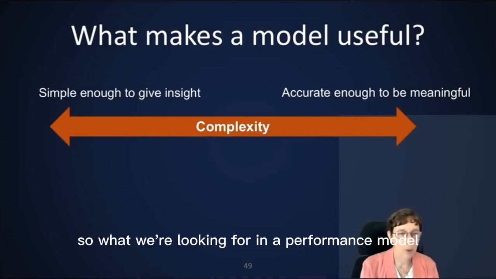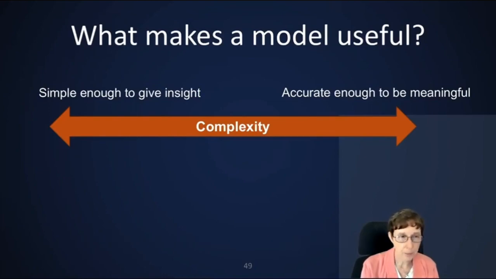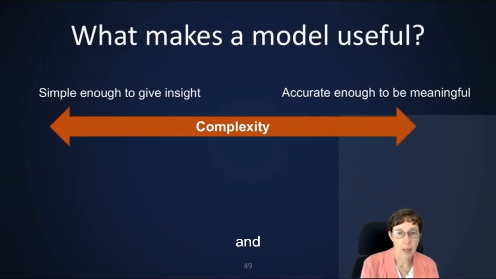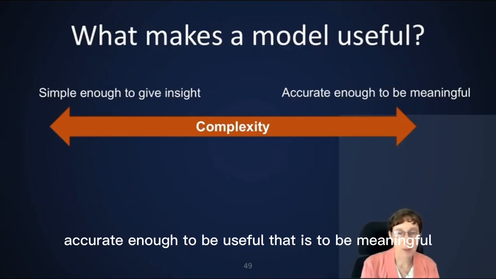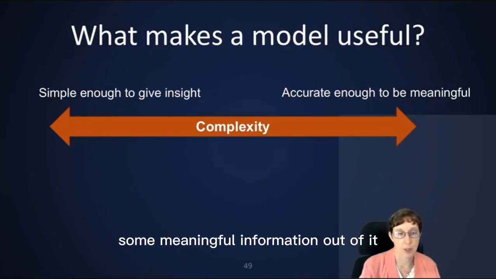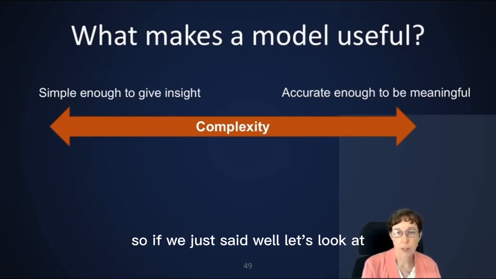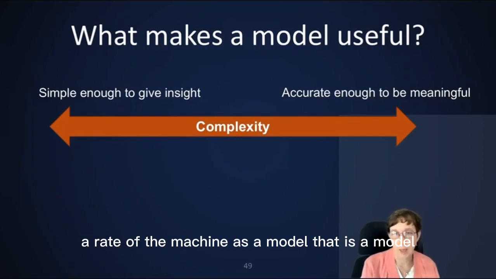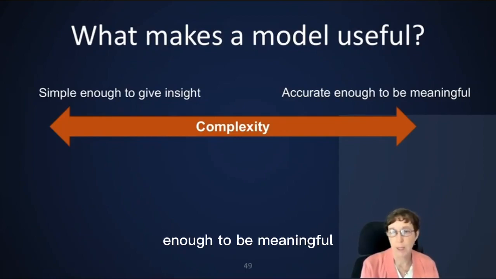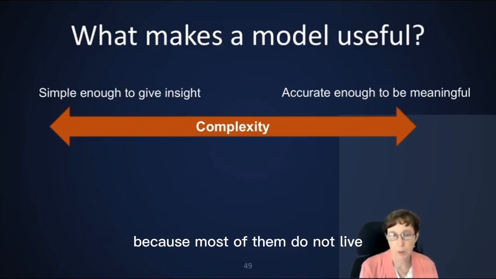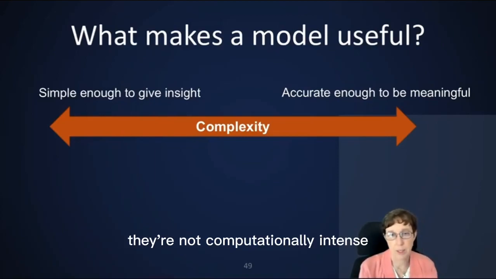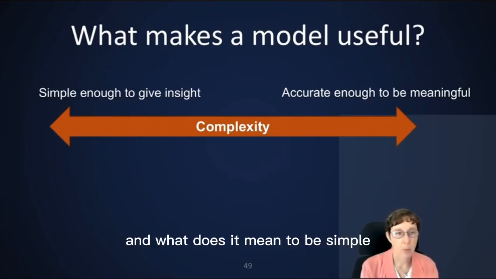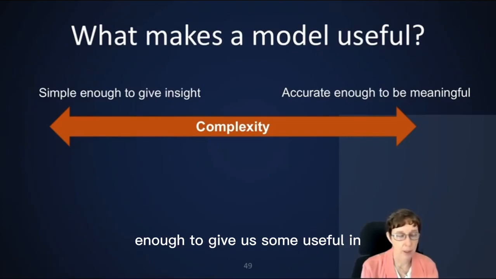So what we're looking for in a performance model in general is something that is simple enough to give us insight, and accurate enough to be useful, that is, to give us some meaningful information out of it. If we just said, let's look at the peak floating point rate of the machine as a model, that is a model, but it tends not to be accurate enough to be meaningful for many problems that we care about, because most of them are not computationally intensive enough to be saturating the arithmetic units entirely.